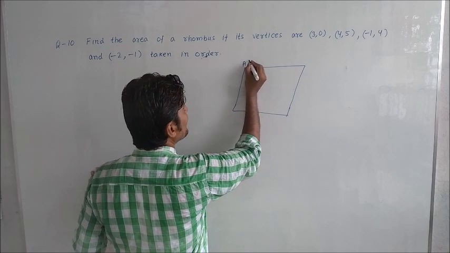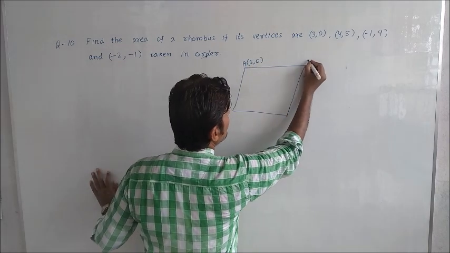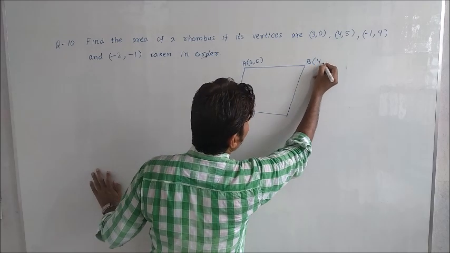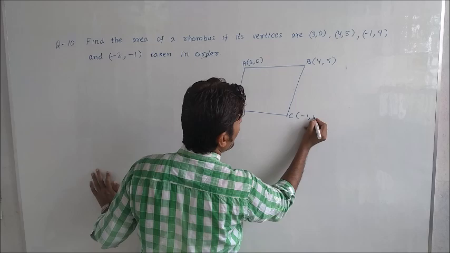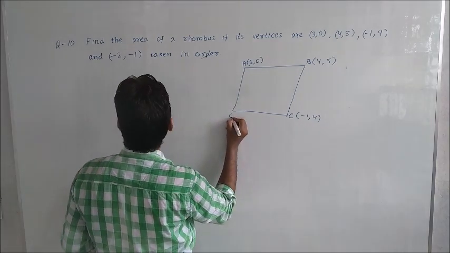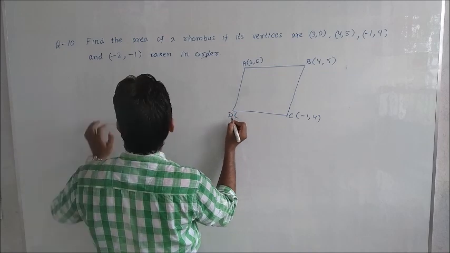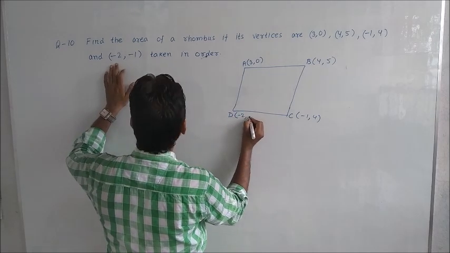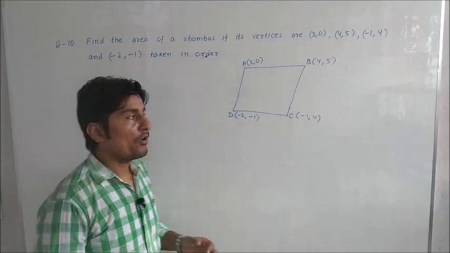Suppose the name of this vertex is A, whose coordinate is 3 and 0. This vertex is B, coordinate is 4 and 5. This vertex is C, coordinate is minus 1 and 4. The coordinate of this vertex is D, which is given as minus 2 and minus 1. So now let us see the solution of this question.